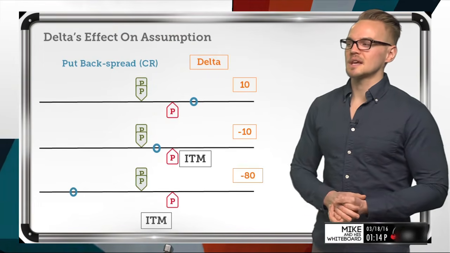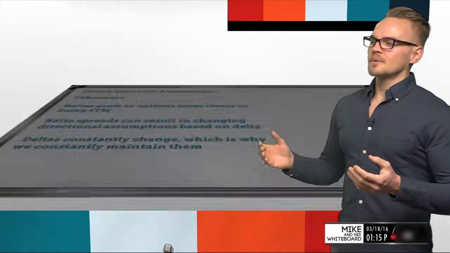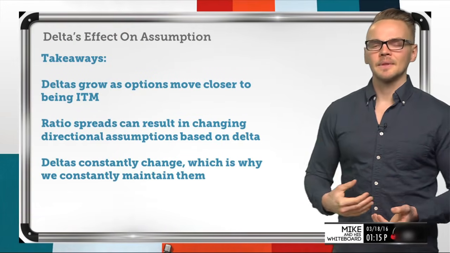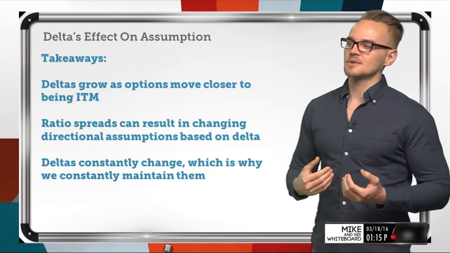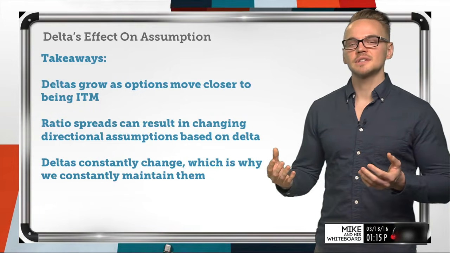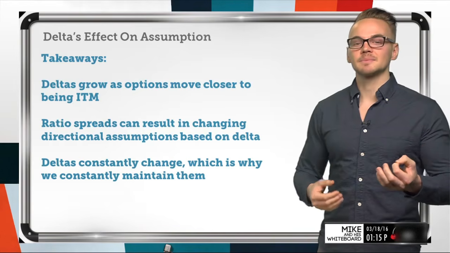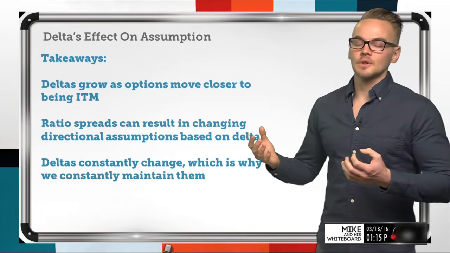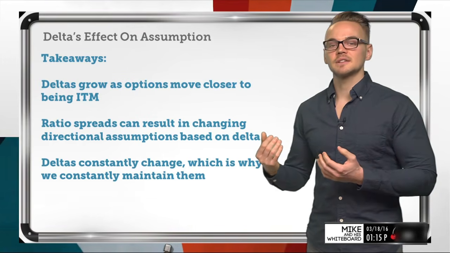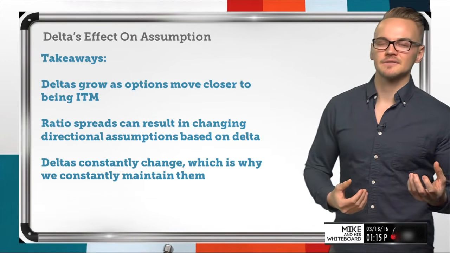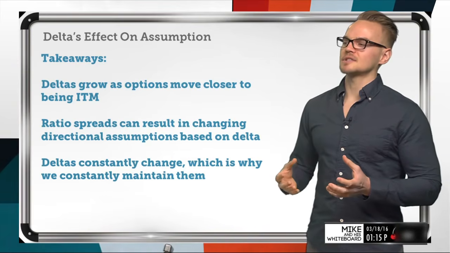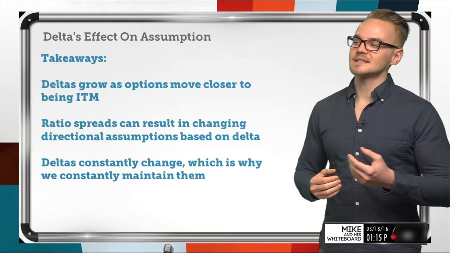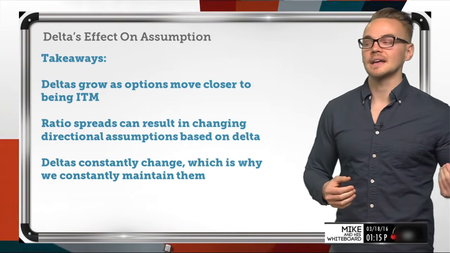Let's wrap it up with some takeaways for you. So the very first takeaway is that deltas grow as options move closer to being in the money. I don't want to say deltas increase or decrease because different options have different deltas. As you know, selling a put has a positive delta, selling a call has a negative delta, and when we're looking at buying calls, it has a positive delta, and when we're looking at buying puts, it has a negative delta. So I just want you to have the understanding that deltas do grow as they move closer to being in the money or as they go in the money. That's when they're going to be the highest.